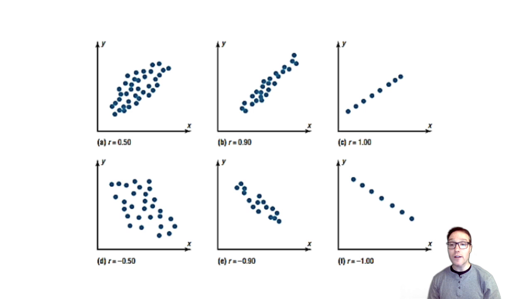D, R equals -0.50, so this is a moderate negative relationship. E, R equals -0.90, this is a strong negative relationship. And F, R equals -1.0, this is a perfect negative relationship.